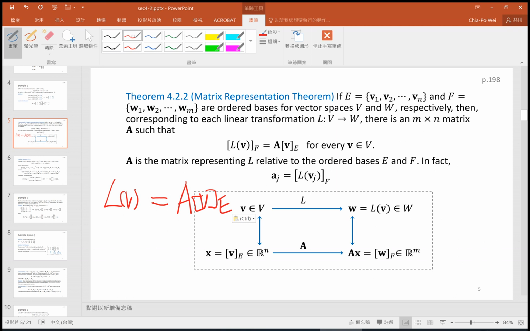The legal notation is the coordinate of L of v with respect to F equals A times the coordinate of v with respect to E. On the left hand side is a vector in Rm, while on the right hand side is also a vector in Rm. This is a correct notation. Once you know how to write the correct notation, then you can write down the formula for the matrix representation theorem naturally.